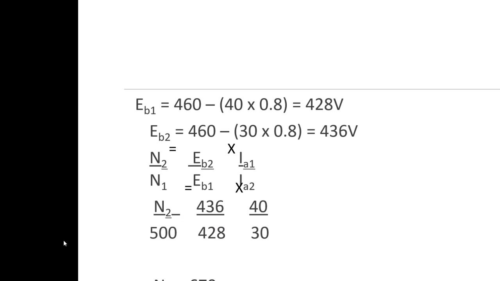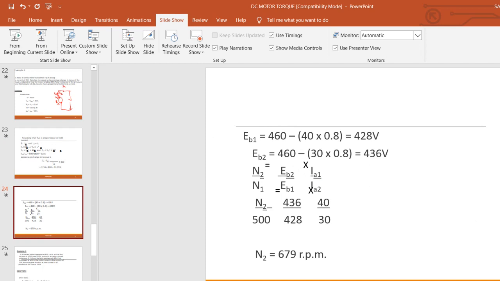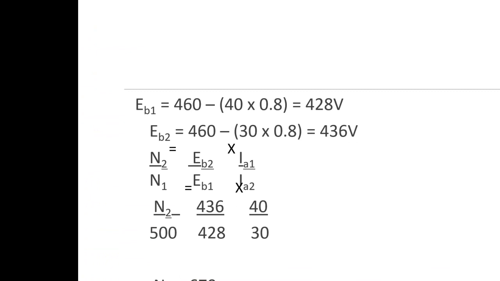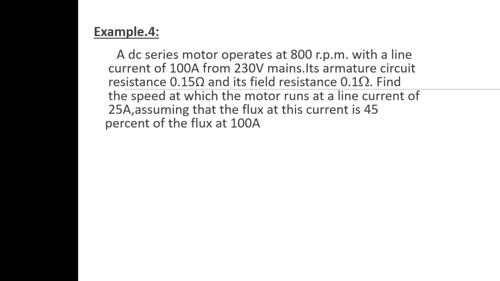So here the N2 is 679 rpm. Before we found the speed for a shunt motor, and now in this problem we found it for a series motor. So these two are different motors, and how we have applied the equations here, it is very clear. Okay, and we'll see another problem.